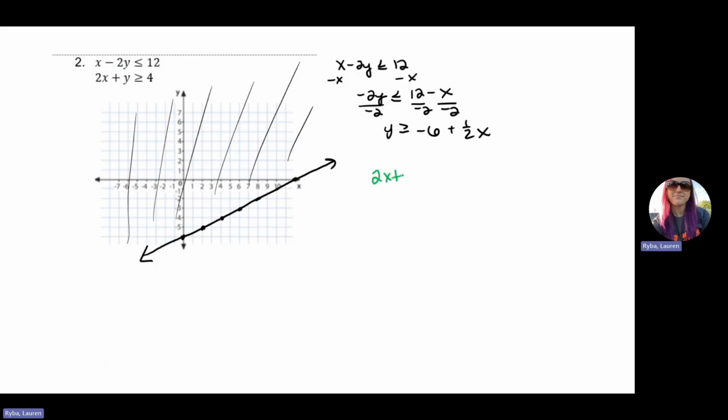Second one, 2x plus y greater than or equal to 4. So if I solve it for y, grab your paper. Subtract 2x over to the other side. Y is greater than or equal to 4 minus 2x. So this one's going to start at 4. And then I'm going to go down 2 over 1. And then once I intersect my other line, then I can make my line. It's going to be solid.